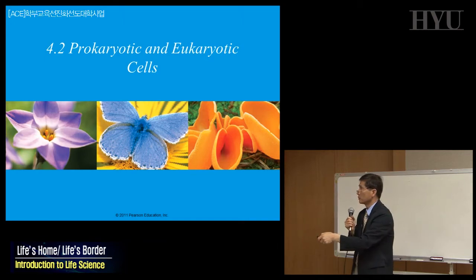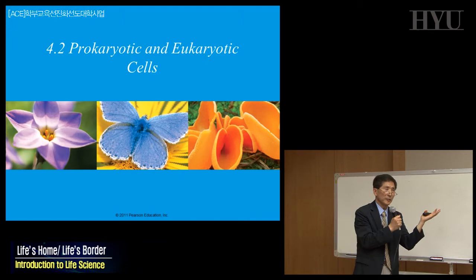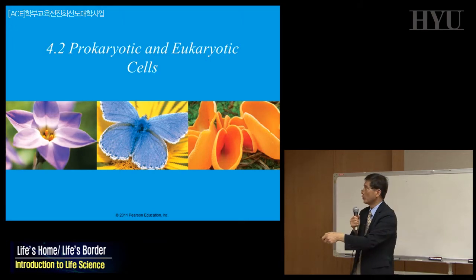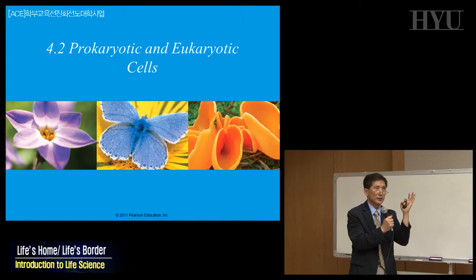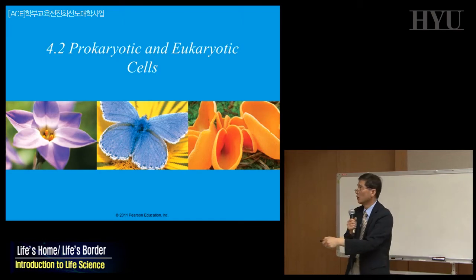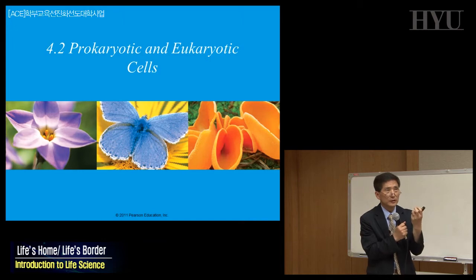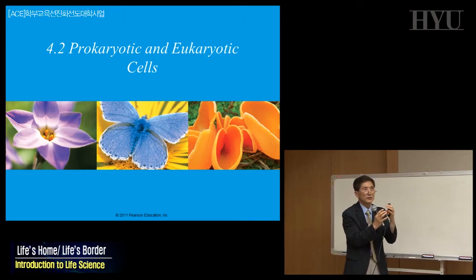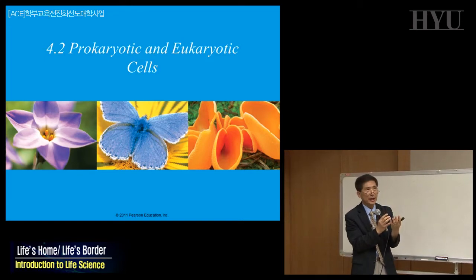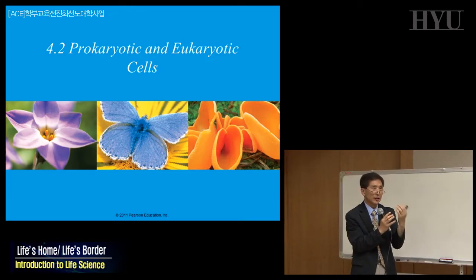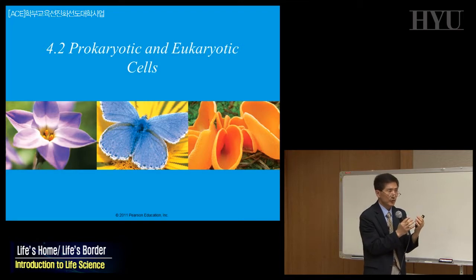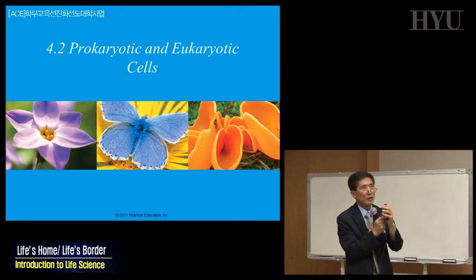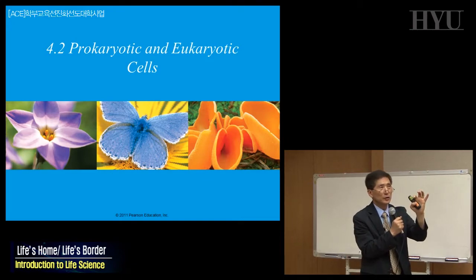Prokaryote is called 원핵세포 또는 원핵생물. Before nucleus: pro means before, karyot is nucleus. Eukaryote means real. Eu means real. They have a nucleus. That's why we call it 진핵생물 in Korean, in Chinese characters. So the division between prokaryote and eukaryote is whether they have a nucleus or not.